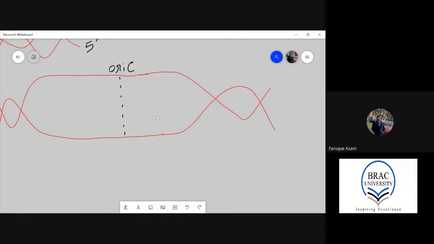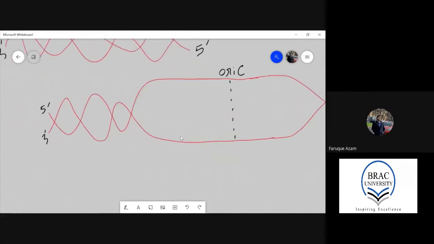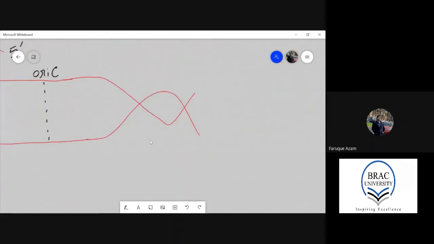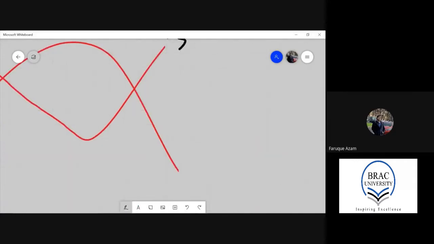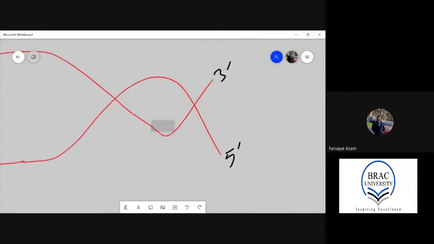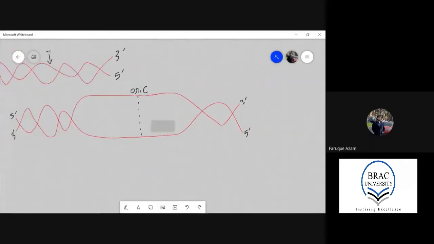So what will be the coordinates on this side of the strands? So 5 and this one will be 3. This one will be 5. So what will happen next? After the pre-replication complex, like the helicase. I haven't shown the helicase, but this is your replication origin, and the two replication forks. One is here, the other one is here.